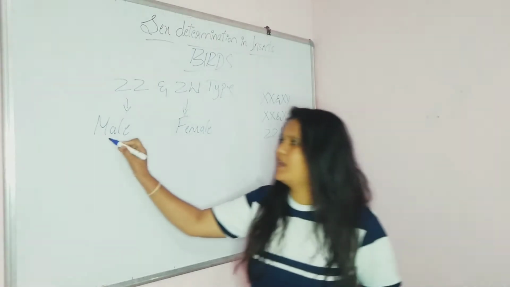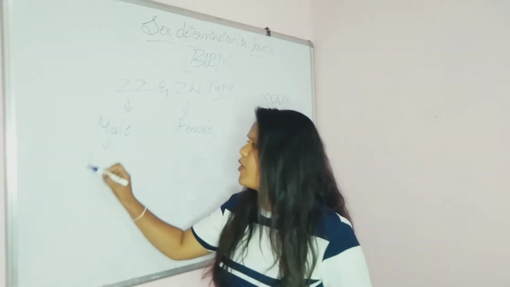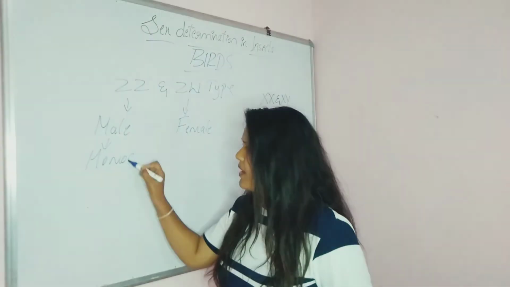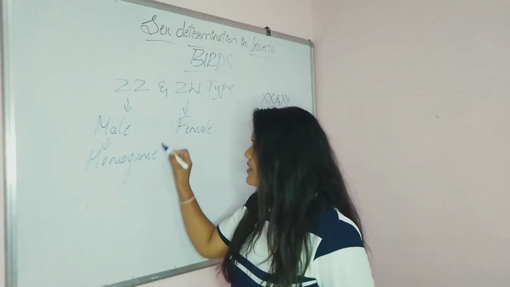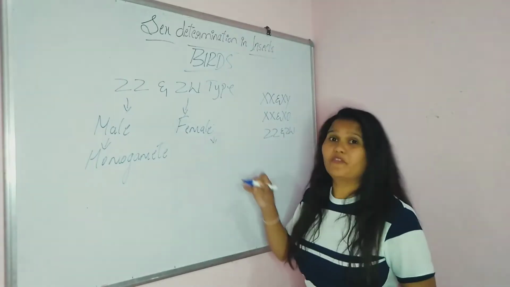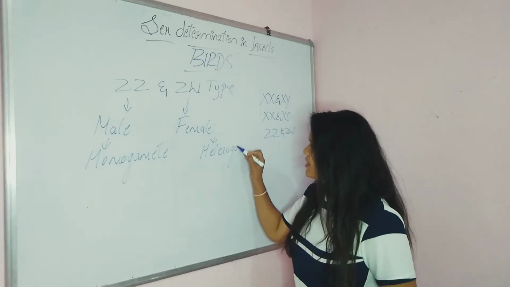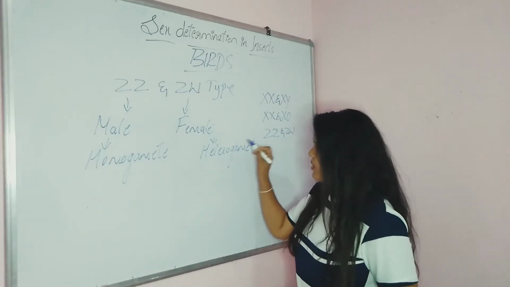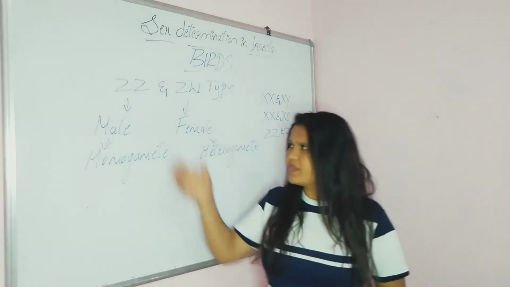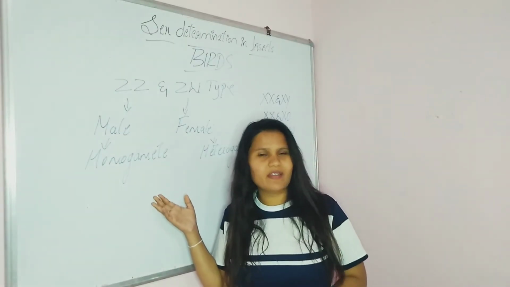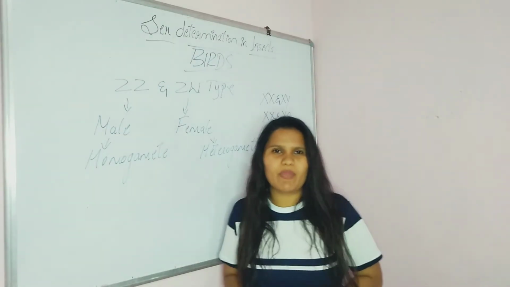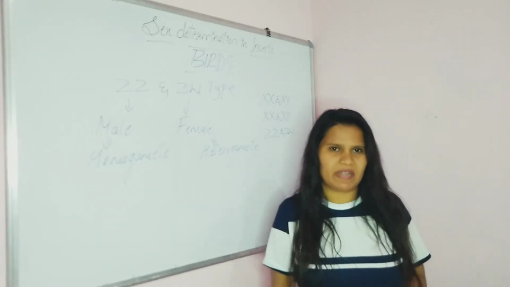In the sense where here the male is the homogamete. Okay. Male is the homogamete, where the female is the heterogamete. Is this clear for you? Why? Because the male is having the same sex chromosomes now, right? So that is called as the homogamete because it will produce both the same gamete, right?